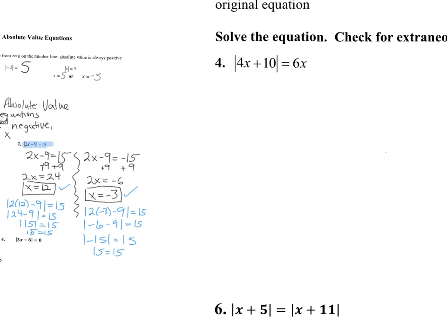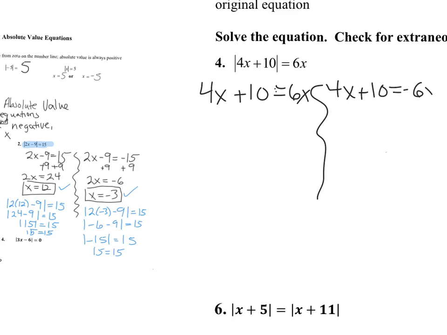So I've got, once again, 4x plus 10 is equal to 6x. And then I've got 4x plus 10 is equal to -6x. So we're going to go ahead and combine like terms and solve for x. I'm going to bring the 4x over to the right-hand side, so I'm going to subtract 4x. That gives me 10 is equal to 2x. And then we divide by 2, and x will equal 5. So that's my first possibility, okay?